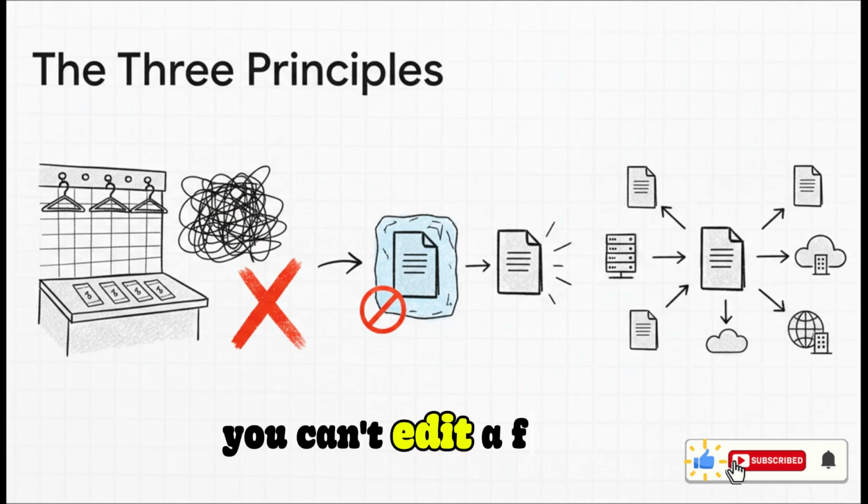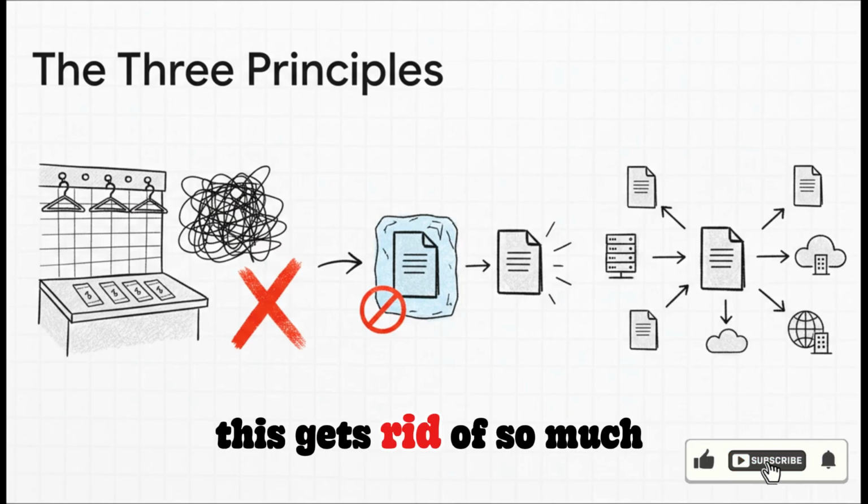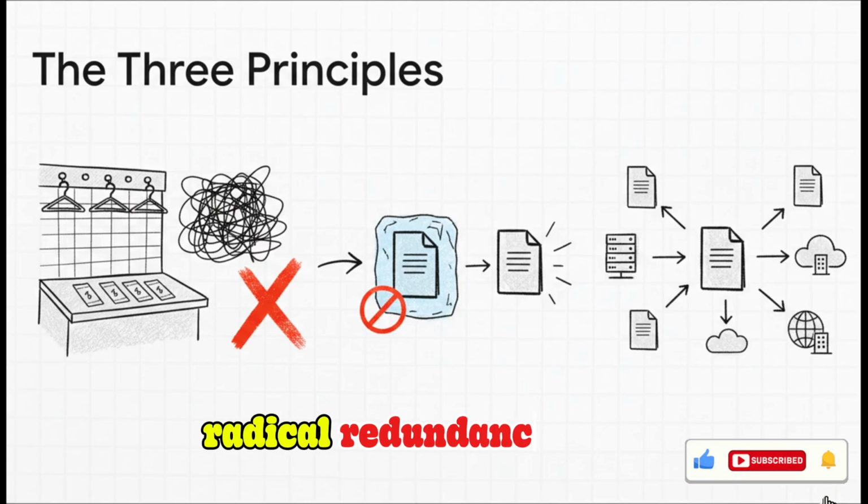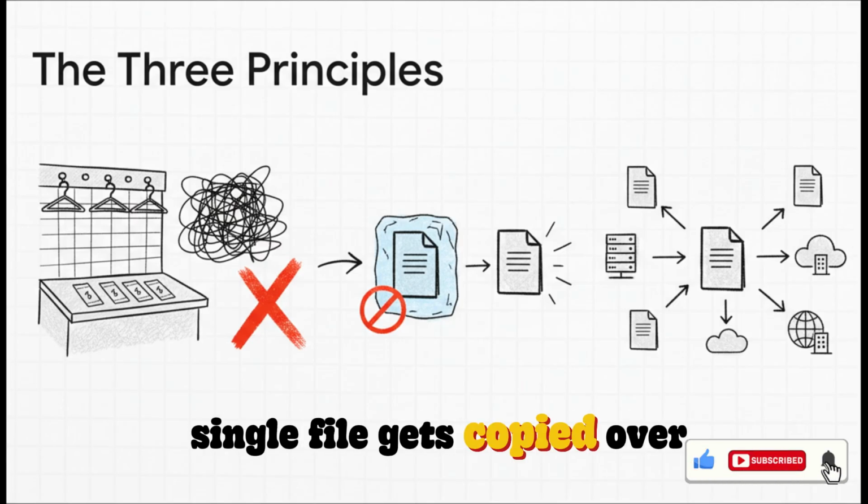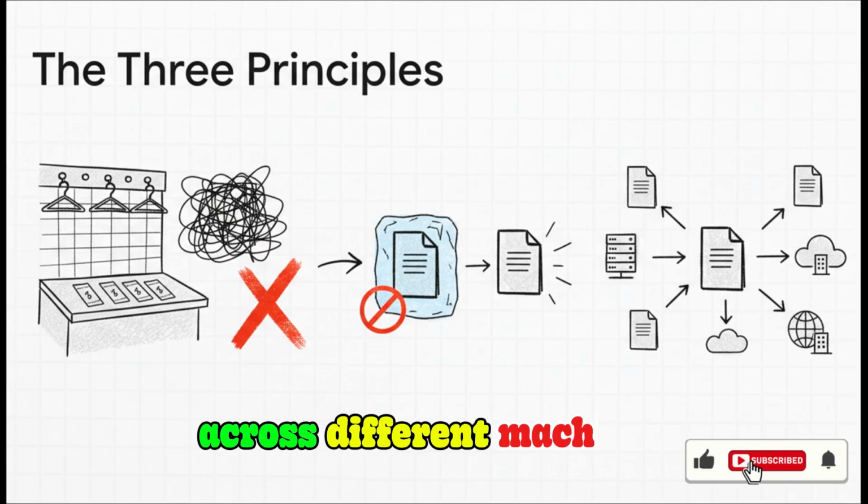Second, immutable writes. You can't edit a file, you just upload a new version. This gets rid of so much complexity. And third, radical redundancy. Every single file gets copied over and over and over again across different machines and different locations.